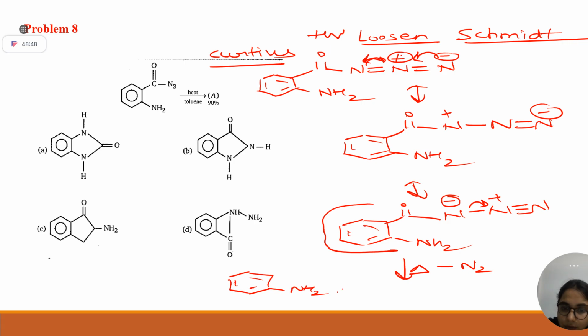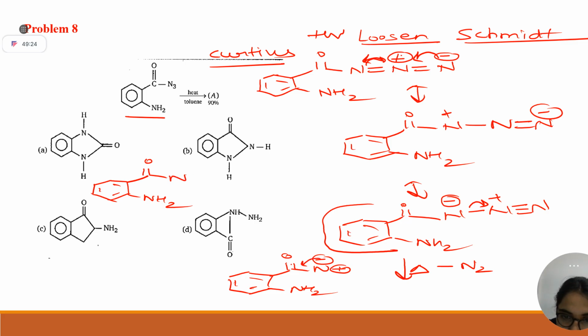Remaining thing is NH2, CO, nitrogen, negative, positive, equivalent to your nitrene. So one thing is clear here: the intermediate involved is nitrene. Now what you have to do? I have to write it completely. If anywhere some step is unclear, please ask me, students.